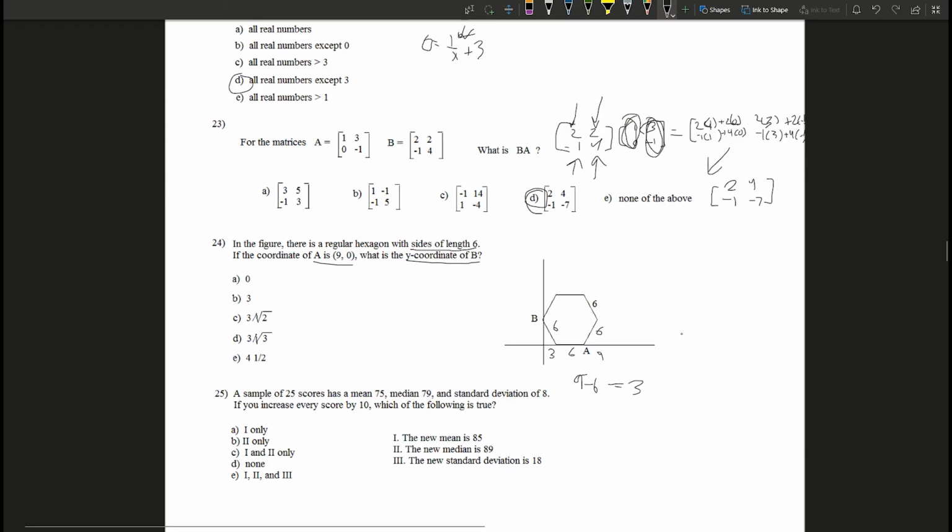And now we can just use the Pythagorean theorem. So 3 squared plus b squared is going to be equal to 6 squared. So that's 36 minus 9. And then that's 27. So the root of 27 is going to be 3 root 3. And that's our answer right here.